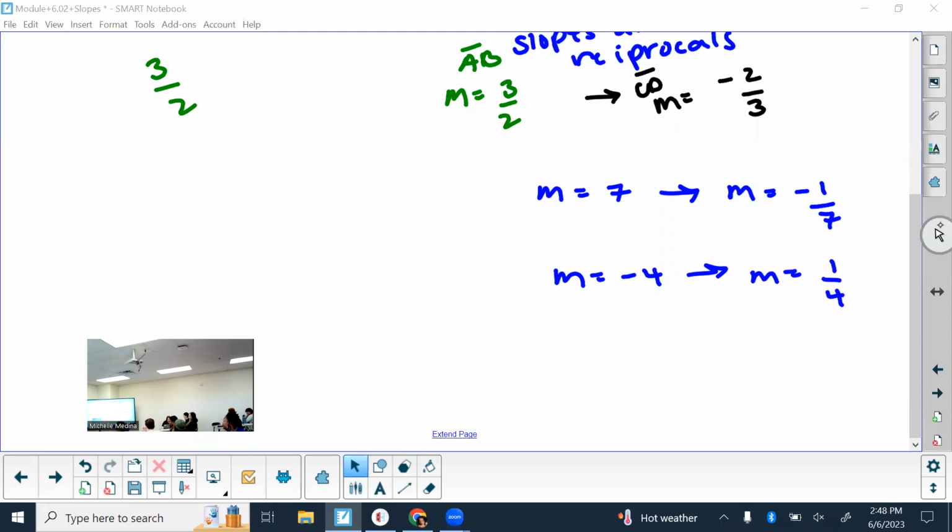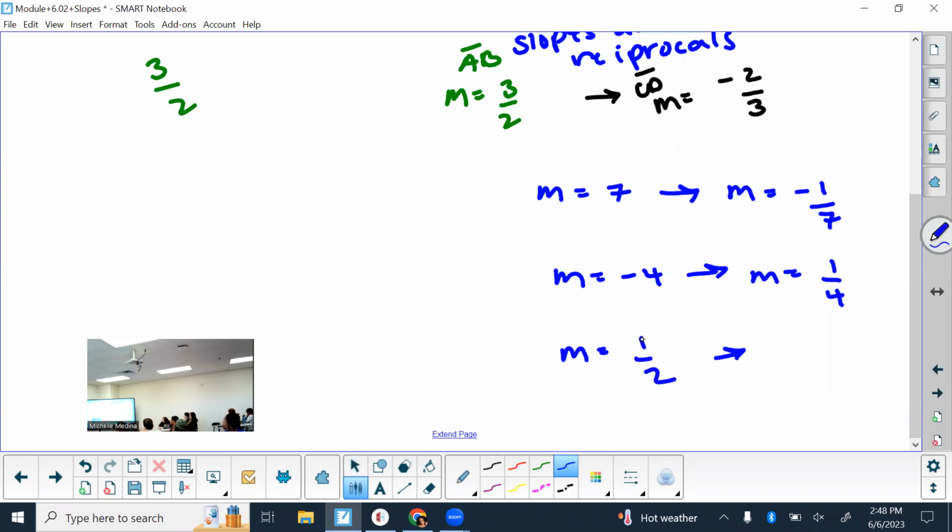Let's do one more reciprocal just so we can get everyone getting it right. Let's do if it's 1/2. What's the negative reciprocal of that? Anyone disagree? Could I also put just -2? That would also work. All right, questions, comments, good with negative reciprocal?